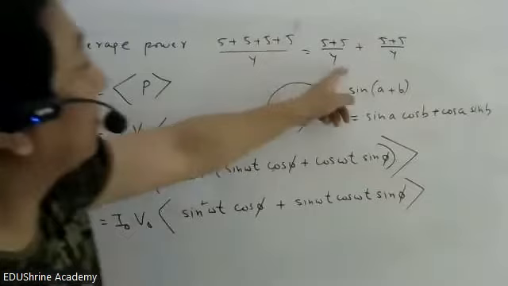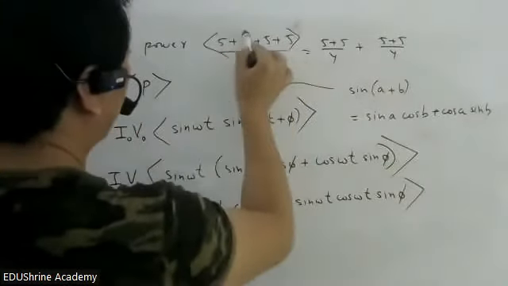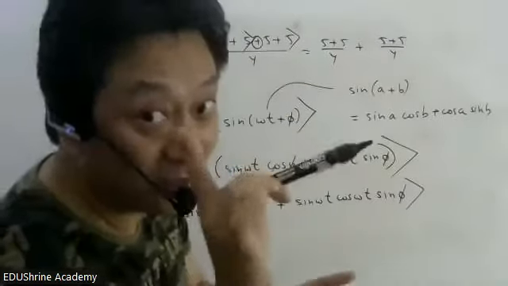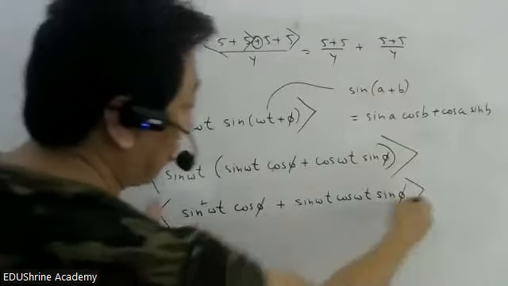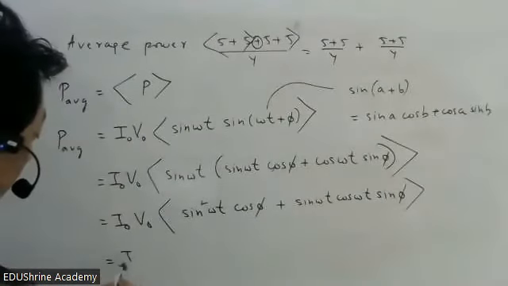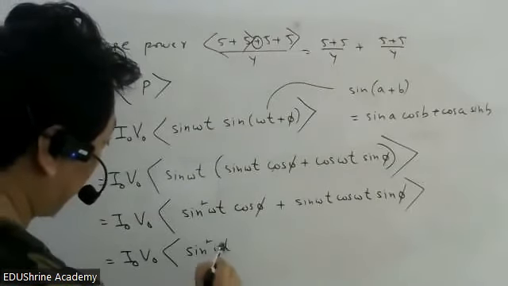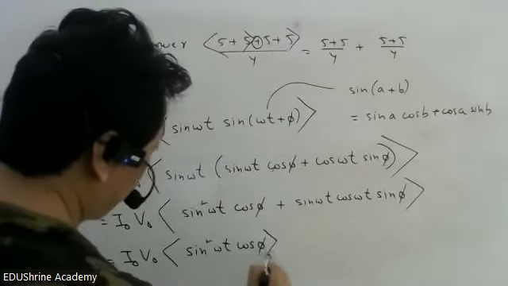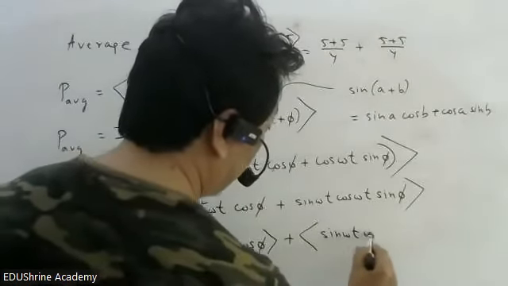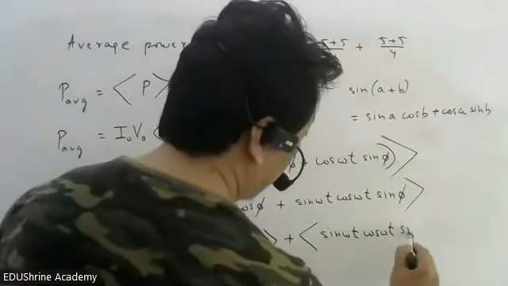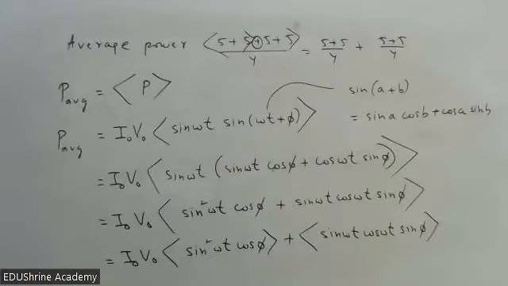Yes or no, students? Yes, sir. So this average, you can break it here, if there is a plus sign, not a multiplication sign. Here you cannot do, here you can do. Plus is there, no? So you can break this. So I naught V naught average of sine square omega t cos phi plus average of sine omega t cos omega t sine phi. Okay, I have broken the average.